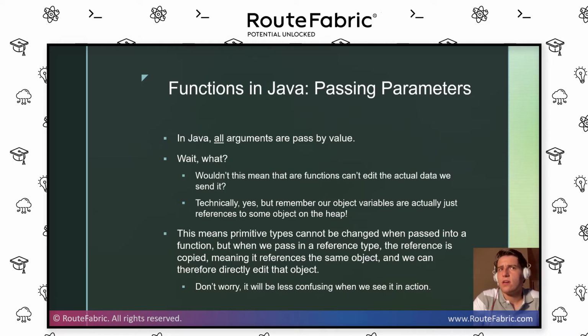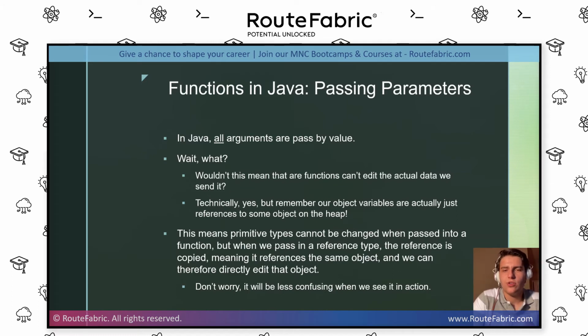So you might be thinking, well, that's kind of strange, because doesn't this mean that all our functions can't edit the actual data we send them? Doesn't that create a big limitation on our functions? And technically, yes, but it's important to remember that our object variables are actually references. They're just a reference type to some object on the heap. And since these objects on the heap have an undefined lifespan, those can be edited within methods, and the actual object will change if the object is mutable, of course, if you can change it.